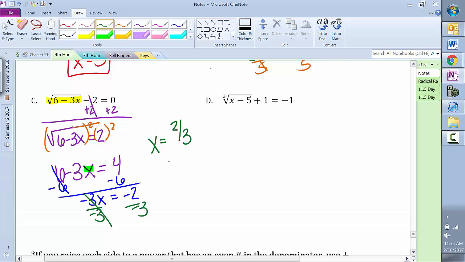Or, what'd you get? 0.67. Either one would be accepted, but on a multiple choice, it's probably going to be a fraction. So make sure you're able to go back and forth. Do you remember how to go back and forth in your calculator? Yes, math enter. Very good.